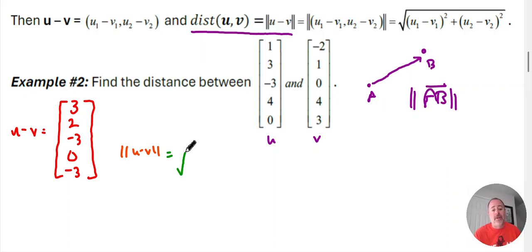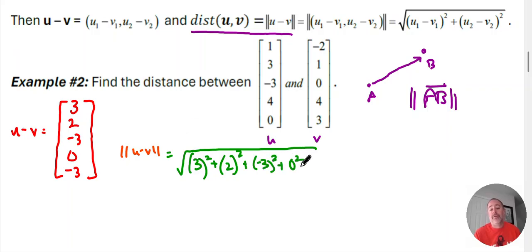Well, we've done that actually in the first example as well. We decided that we take our components of 3 and we square it. We add 2 squared. We do -3 squared. Obviously, 0 squared is 0, but we'll put that down as well. And then -3 squared as well. So again, we're just finding the difference of our two vectors. And we get that this ends up being the square root of 31. So very easy thing for us to do.